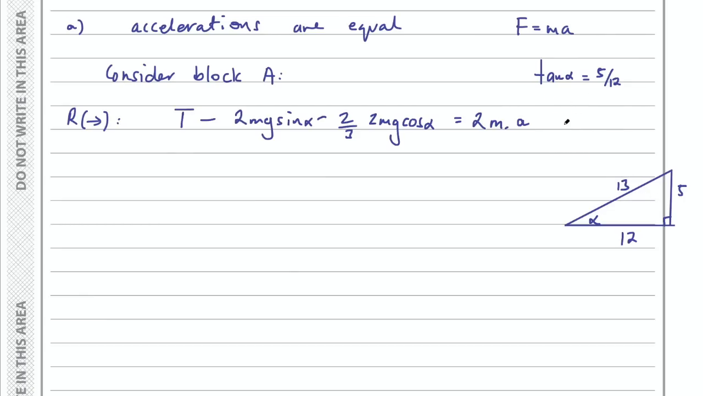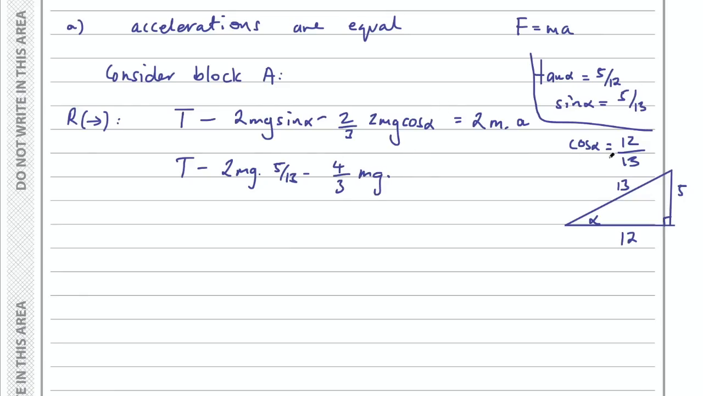Therefore, we can find sine of alpha. I probably should do this more properly, but sine of alpha is opposite over hypotenuse. That's going to be 5/13. And the cosine we can also find, that's adjacent over hypotenuse, that's 12/13. So plugging those values into this equation now, we'll have T take 2mg times 5/13, sine of alpha equals 5/13. Subtract, simplifying this fraction here, 2/3 times 2 is 4/3, mg times cosine of alpha, which is 12/13. This equals 2ma. Let's try to simplify this now.